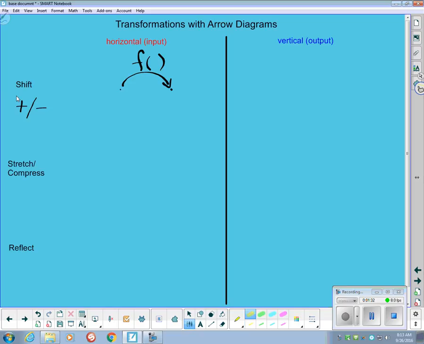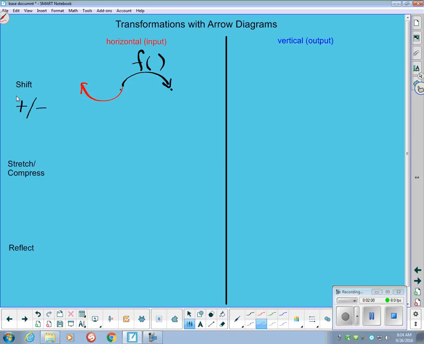Since this is a horizontal shift, that means we want to make a change to the input side. The only direction that we have available to us is away from the parent function. And we're always going to draw those arrows that go from right to left across the bottom, making sure we put the arrowhead on there because this is a one-way street here.